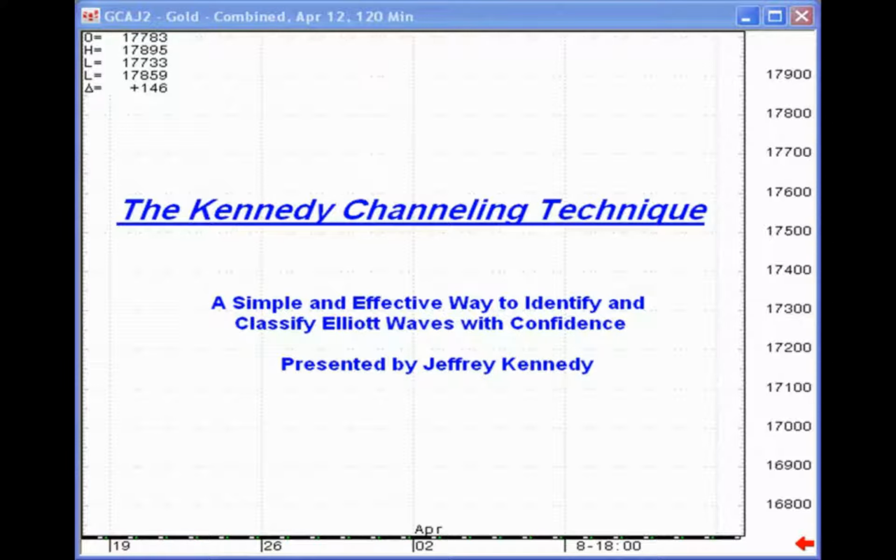If you're a subscriber to Futures Junctures or the monthly Futures Junctures newsletter, on occasion I'll mention terms like corrective price channel or base channel. These are all components of the Kennedy channeling technique.